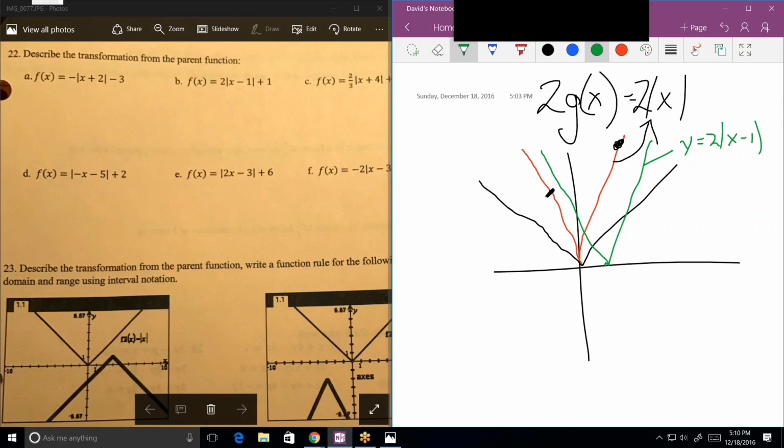Now I only have to apply one other thing, and that's the +1 at the end. What does that do? It's a vertical shift up 1. So I take my one point that I know, the vertex, and I move it up 1. And then I draw the same shaped curve, because I don't want to apply that vertical stretch factor again. So the final graph is the blue.